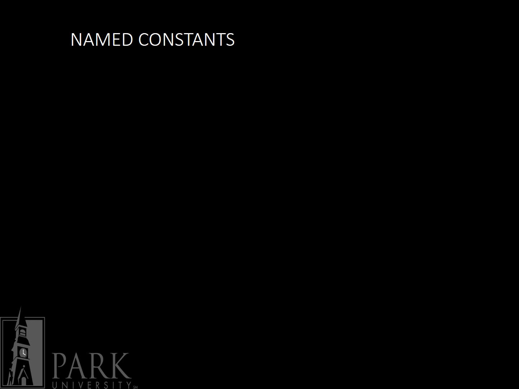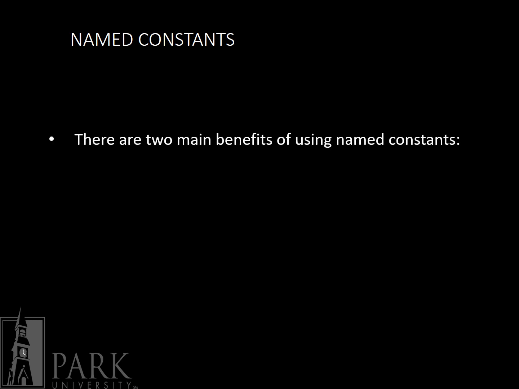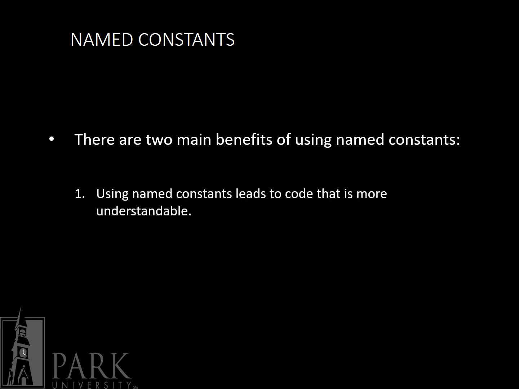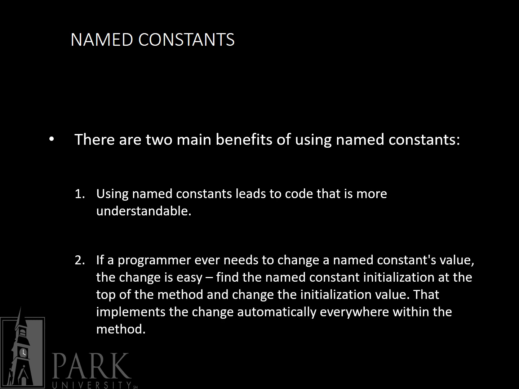So constants don't seem like they're all that exciting of a topic. So why am I wasting all this time? Well, there's two main benefits from using constants, and they're pretty important. The first is by using named constants, you'll write code that's ultimately more understandable and easier to read. But more importantly, if you ever need to change the value of the constant, you only have to do it in one place. You initialize it at the top of your program, and then any time that the constant is referenced later in the code, it will automatically be updated if you change it up at the top.